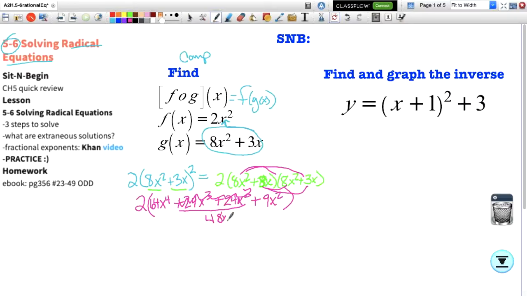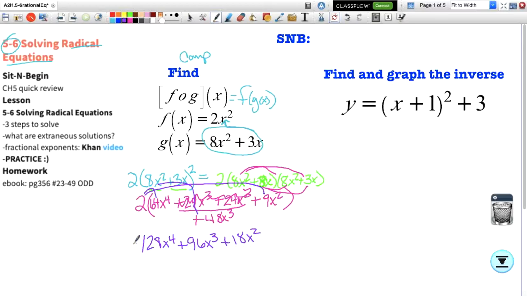48x to the third. So I actually have a trinomial here, 64x to the fourth plus 48x to the third plus 9x squared. Now I need to take all of that and times it by 2. So I'm going to distribute this 2 here and way over here. So 2 times 64 is 128x to the fourth. 2 times 48 is 96, so I have a positive 96x to the third. And then 2 times 9 is positive 18x squared.